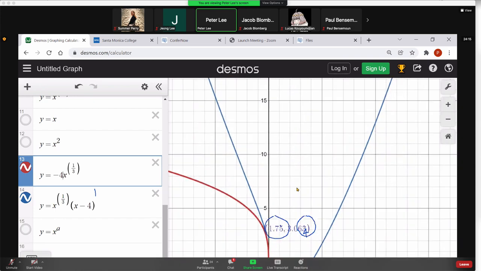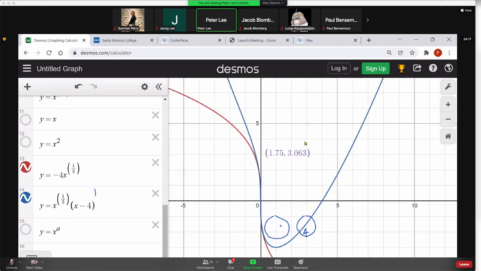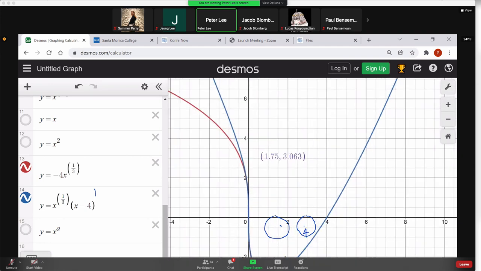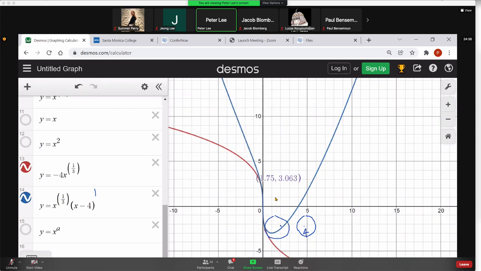This blue graph and the red graph, near the origin, look very similar. If I magnify this, you see a similarity between the blue and the red, because both graphs near the origin have multiplicity 1/3. Both have x to the 1/3 power, and because of that they look alike near the origin. But if you look at the whole graph, they're different.